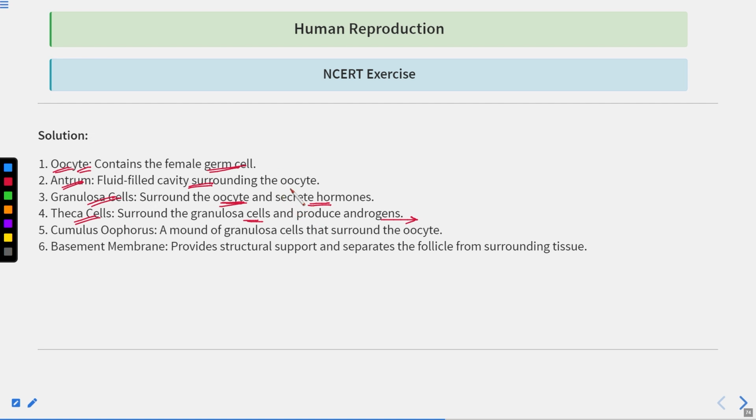So the theca cells surround the granular cells. You can write this only, okay? Till here you can write. Cumulus oophorus. Okay, so the mass of granular cells that surround the oocyte is known as the cumulus oophorus. Now the basement membrane provides structural support and separates the follicle from the surrounding tissue. Clear? So this is clear.